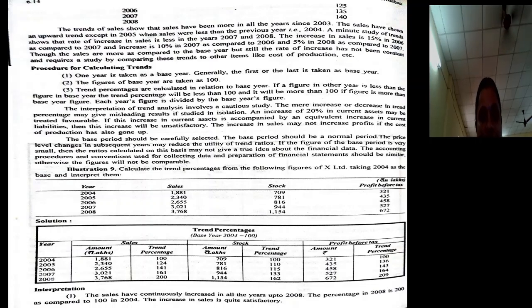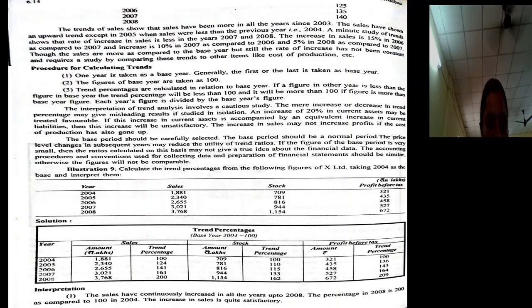See, for trend percentages the base year is 2004. First record the year column: 2004, 2005, 2006, 2007, 2008. Then take only one item, that is sales, and record the sales amounts as given in the problem. When you consider trend percentages, you need to take 2004 sales as 100, because that's the base year. So if 1.881 represents 100, what is 2.34? You will arrive at 124.